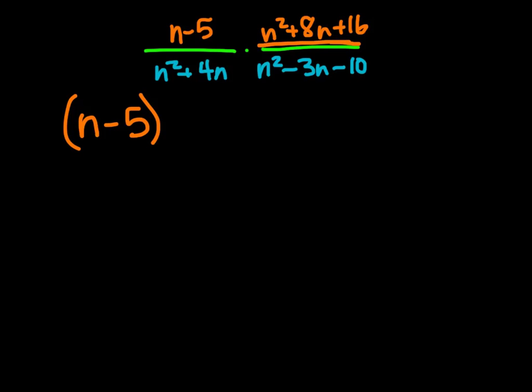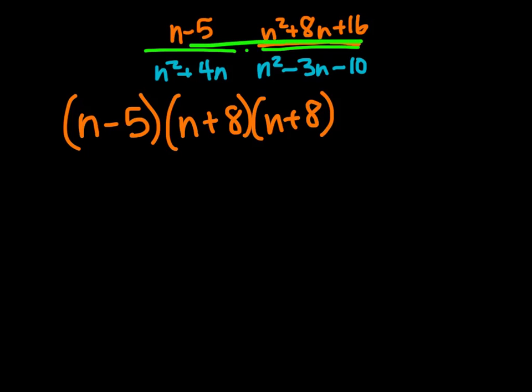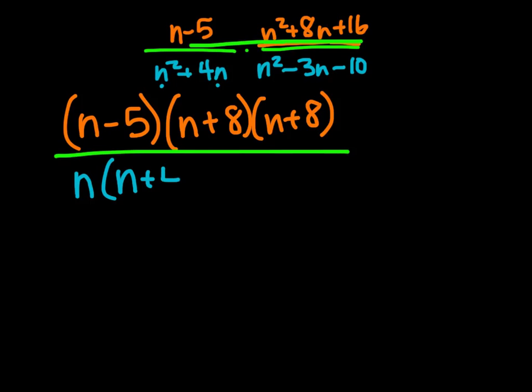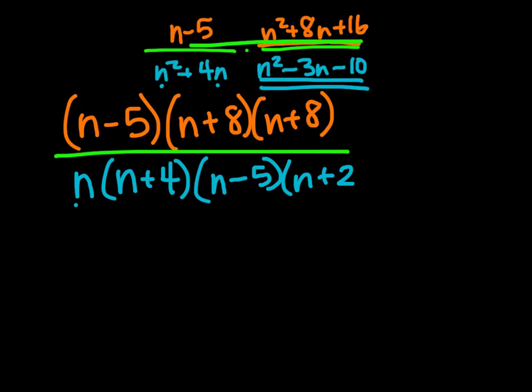So that trinomial, I look at it and I can see that it's a perfect square trinomial, so I can say it's n plus 8 times n plus 8. All of that is multiplied straight across because we've practiced this enough times. And on the bottom, we have n squared plus 4n, so we are going to factor out, it looks like, an n from both terms, so we have n plus 4 times n. And then over here on this side, the n squared minus 3n minus 10, we can simplify that as n minus 5 times n plus 2.